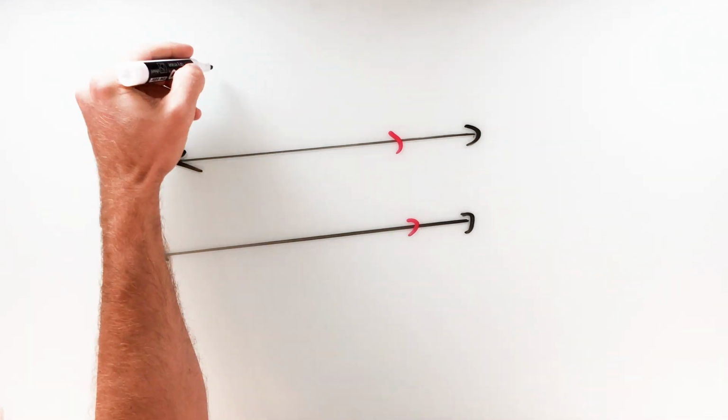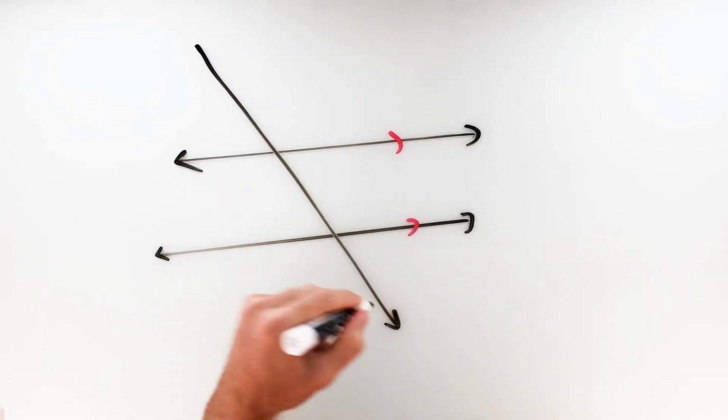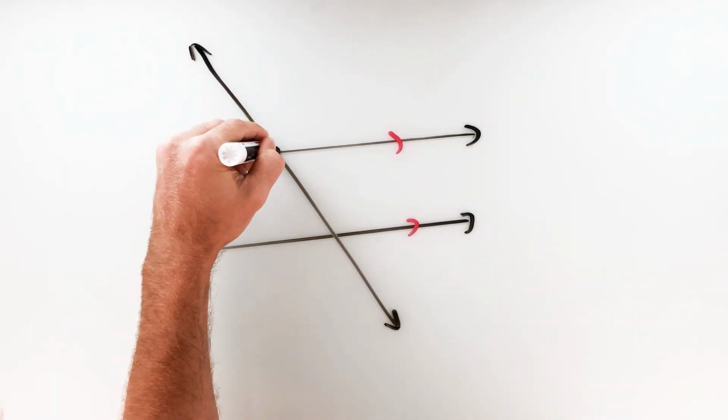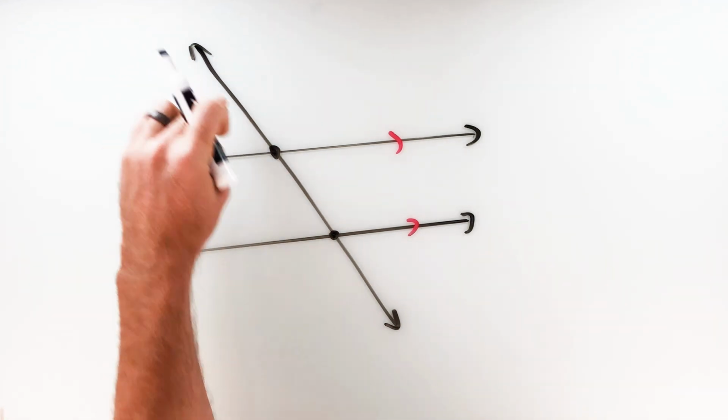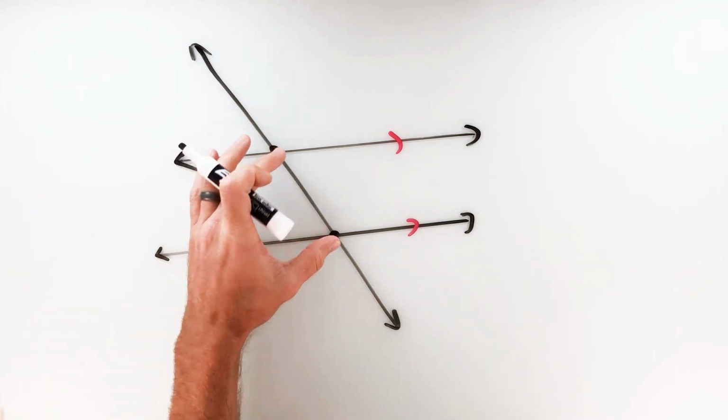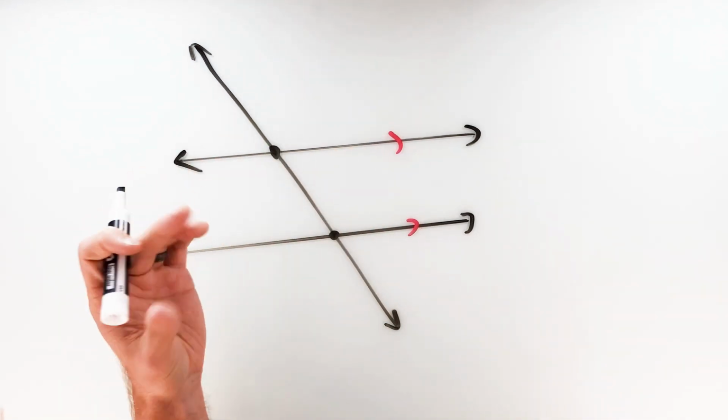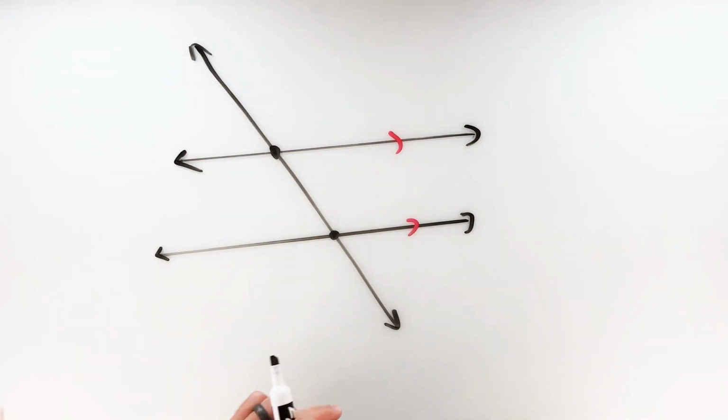And then we've got this line that comes down and intersects those 2 parallel lines at 2 distinct points. This is what we call a transversal. A transversal is just a line that intersects 2 coplanar lines at 2 distinct points. These lines don't have to be parallel for this line to be called a transversal, but today we're going to specifically focus on these parallel lines.